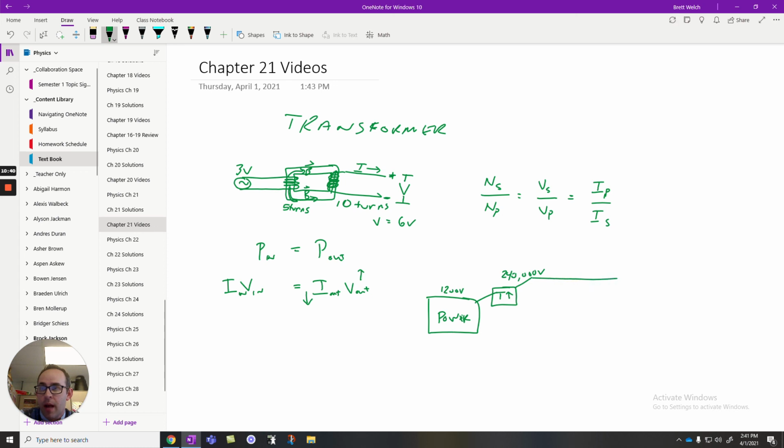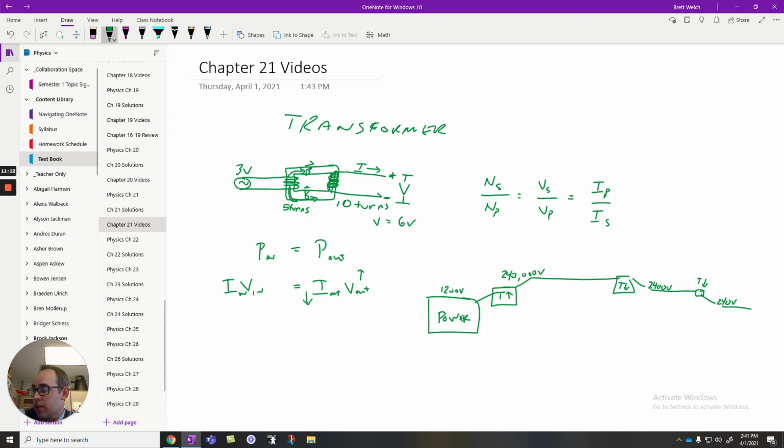And then I'm going to run it on high power lines until I get close to your house. And then at a substation, I'm going to start stepping it down. And I might step it down to 2400 volts. And then I'm going to keep traveling along at 2400 volts. We'll get to a smaller step down transformer, so T down, we're transforming down to 240. And that's what's going to go into your house.